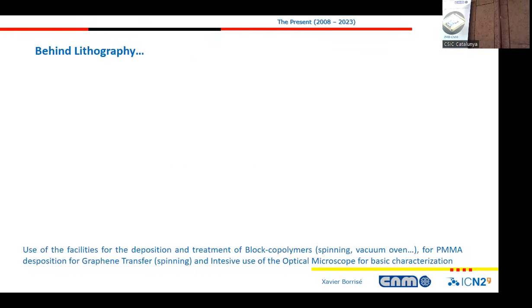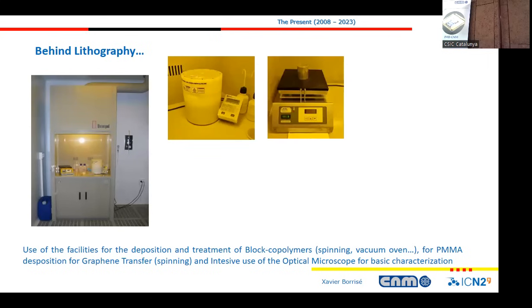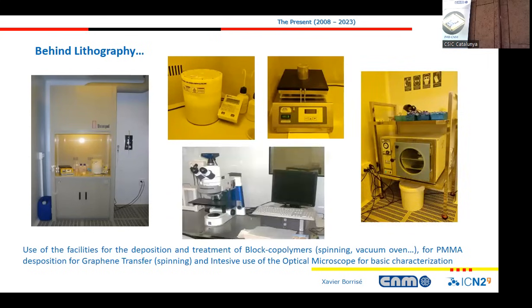Okay. Behind the lithography, there are also some people coming because we have a spinner, we have a vacuum oven, we have an optical microscope, and there are a lot of users coming for depositing either for graphene transfer or for block copolymers deposition, or just to inspect them on the optical microscope. So remember that you can do that. So those are also facilities that we have and that are heavily used. Okay.